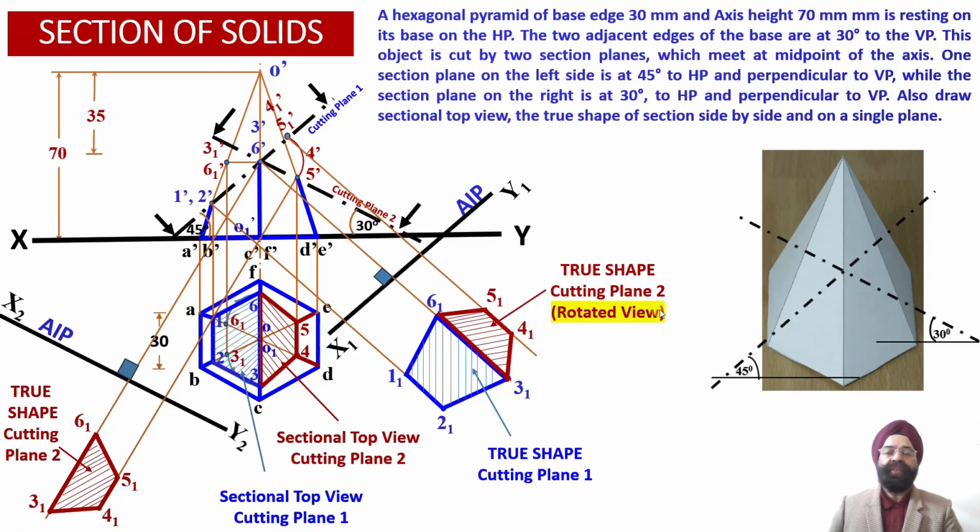So this way we have been able to obtain the sectional top view projections, the true shape projections of the cut sections, and the true shape projections onto the single plane corresponding to this truncated hexagonal pyramid, which has been cut by two auxiliary inclined planes inclined at an angle of 45 degree and 30 degree with respect to the horizontal plane, and both of these cutting planes happen to be passing through the midpoint of the axis. So this is all for today.